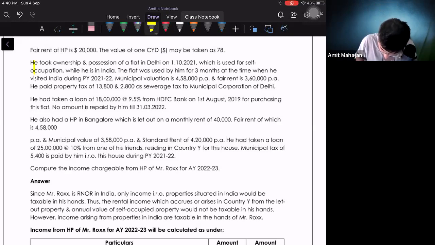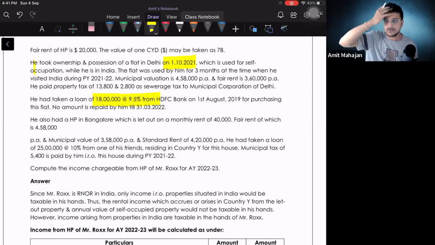They have given this point, he took ownership and possession of the flat on 1/10/2021. See below, he took a loan of 18 lakhs at 9.5%, everything is given, but they never mentioned the date of completion of construction. Check whether you find it anywhere in the question. So here it is a valid assumption that when I got the possession, at that point of time construction got completed. It is not written anywhere, but I have seen 3-4 such questions. Above also there is a question which I skipped that has a similar point.